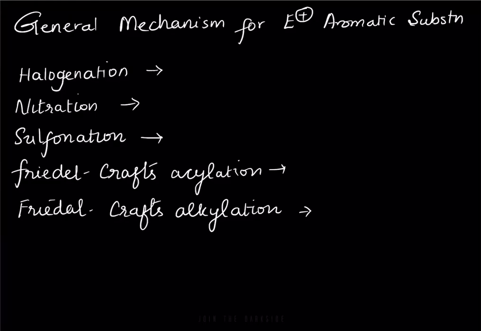The first one is halogenation. Halogenation is going to replace the hydrogen on the benzene with one of these halogens, bromine, chlorine, or iodine. Nitration is going to replace the hydrogen with an NO2 group, and sulfonation is going to put a sulfonic acid group on it. Acylation is going to put an acyl group, and alkylation is going to put an R group.